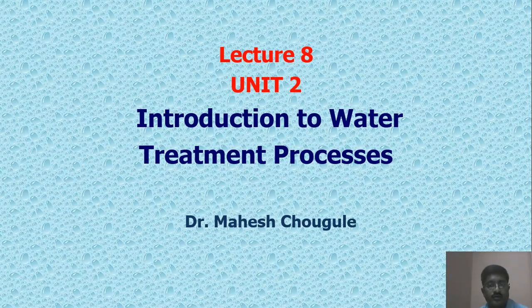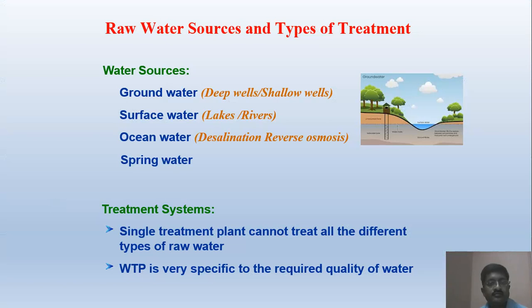Friends, to decide this water treatment, we have to understand the characteristics of the water source as well. Every water source has its own characteristics. To understand these characteristics is very necessary so that the treatment process can be decided. We have seen various raw water sources, and also we'll have to see what type of treatment is to be given to that particular water.